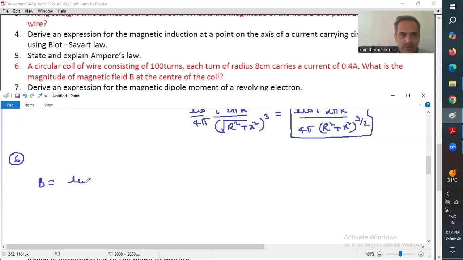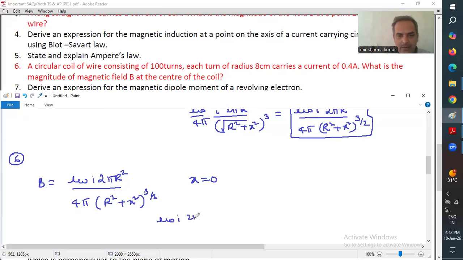B is equal to mu naught I 2 pi r square divided by 4 pi into (r square plus x square) whole to the power of 3 by 2. So they mentioned that at the center x will be 0. So this particular equation will become mu naught I 2 pi r square divided by 4 pi r to the power of 3. The 2 and 2 get cancelled, so you'll remain with mu naught I 2 pi r square.